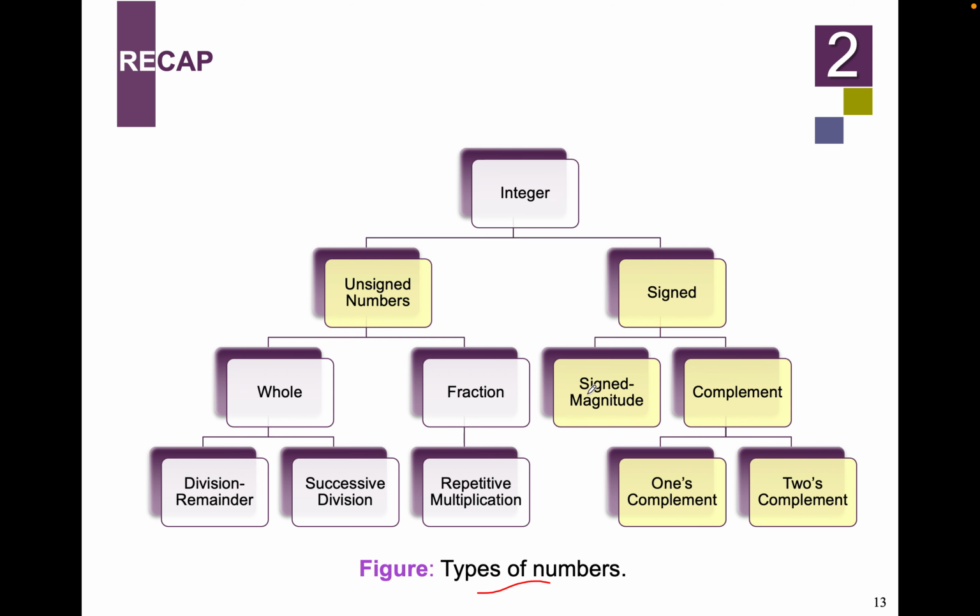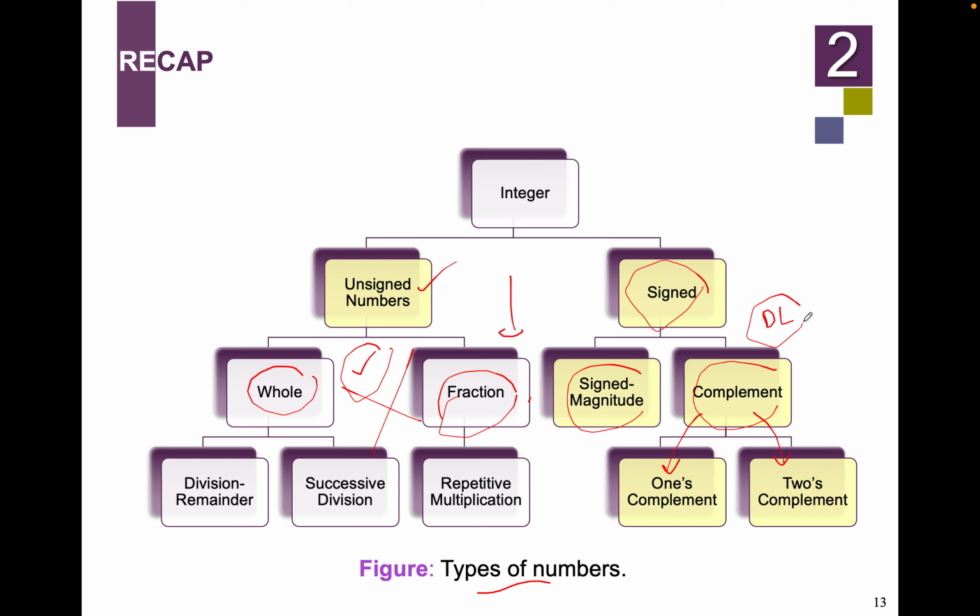Types of number, we're going to look into whole number or integer and fraction number, for signed and unsigned. Later on we're going to look into it, but for unsigned there is no problem at all, because it is our numbering system today that we learn and use. And for signed number, several other methods or approaches are needed, basically sign magnitude and complements. Complements are divided into 1's complement and 2's complement, which we already learned in our digital logic.